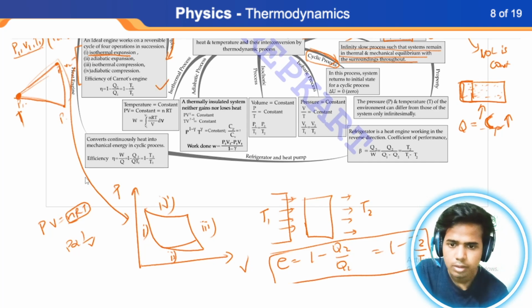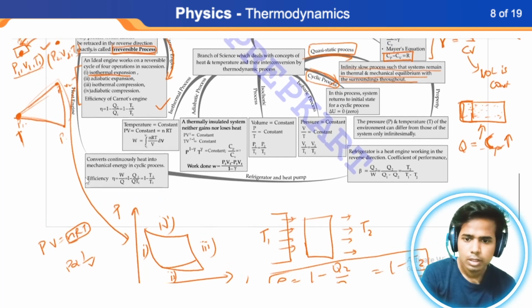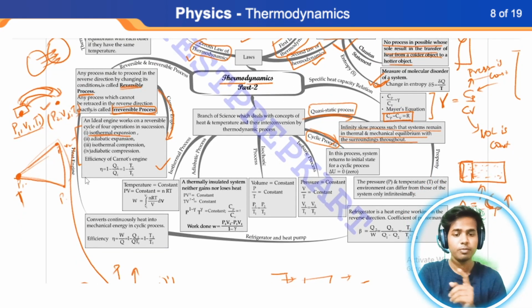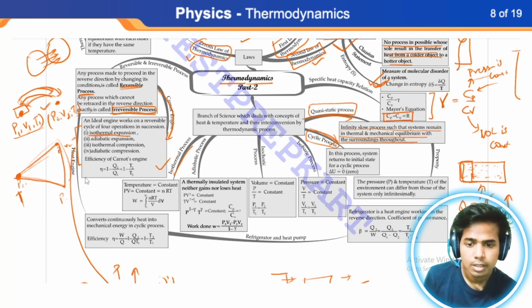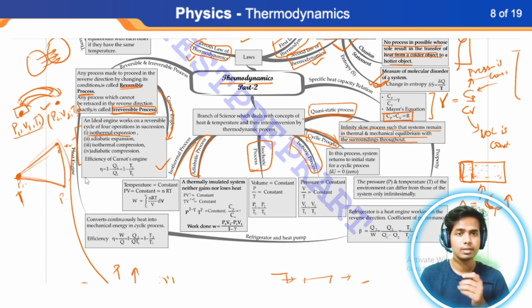Alright, so this is what we are talking about, and what we are left with is work done for various types of processes. For example, the isothermal process. Isothermal means constant temperature. Isochoric process means volume constant. Isobaric process means pressure constant. And there is this adiabatic process. Adiabatic process means external heat is not given or lost by the system. The heat remains there itself.